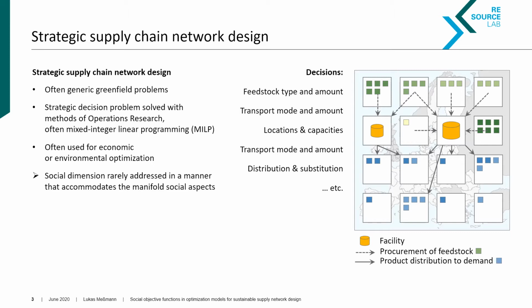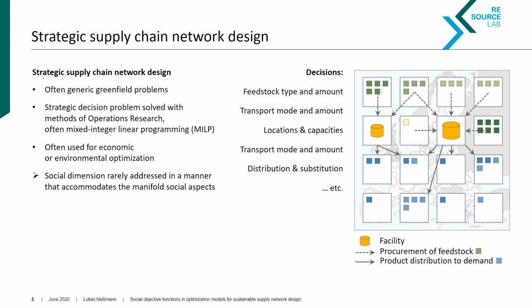And these objective functions could, for example, be to maximize the profit, or to minimize certain environmental impacts, such as greenhouse gas emissions, and so on. And both this methodology, as well as solving economic and environmental objective functions, is well established in the field and is state of the art. However, for the social dimension, things get a little bit more intricate, because the design of the supply network is on a generic level.